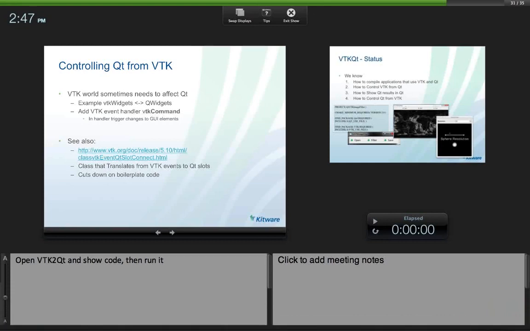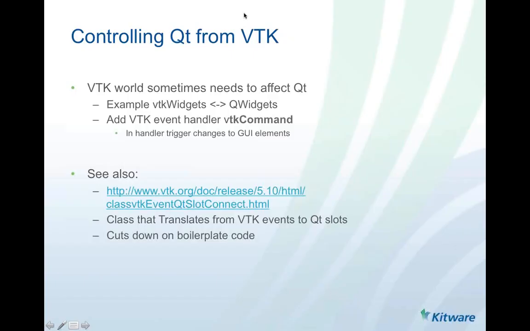So now we know how to link VTK and Qt together. We know how to control VTK from Qt and how to show things in VTK space within our Qt application. But occasionally it's important to do the opposite process. So we have been controlling VTK from Qt, but in some cases, for instance when you're using VTK widgets in the scene, you want VTK to control the Qt scene.